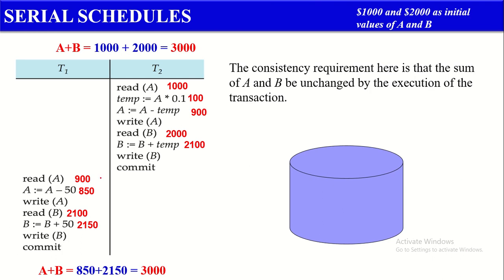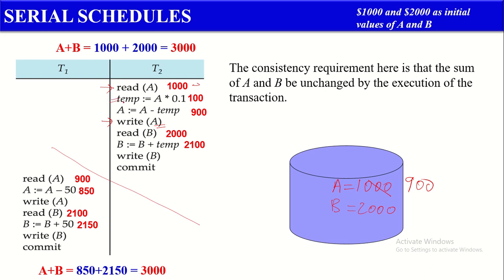Let us take one more example where T2 is executed, and after the execution of T2, T1 starts its execution. Very similar to the previous example, A and B values at the beginning of the schedule are 1000 and 2000. Its corresponding values are mentioned here for each operation in T1 and T2. Let us focus mainly on IO operations. When it reads, the value of A is 1000, and when it writes, it writes the value of A as 900 because of some updates it performs on A.